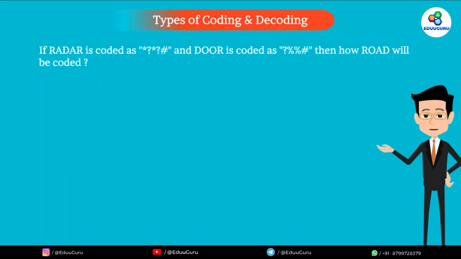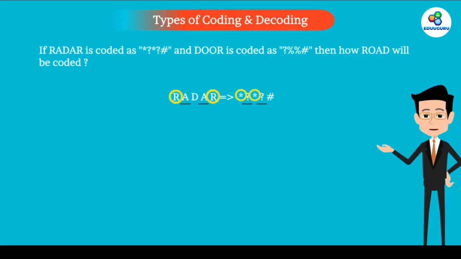So in this question, the coding of words is given in symbol form. So we need to first decode and understand which symbol represents which letter. Now, radar is coded as star, question mark, star, question mark, hash. There are 2 R's and 2 A's in radar. And in the code also, there are 2 stars and 2 question marks. So it is very clear from this that D is equal to hash.